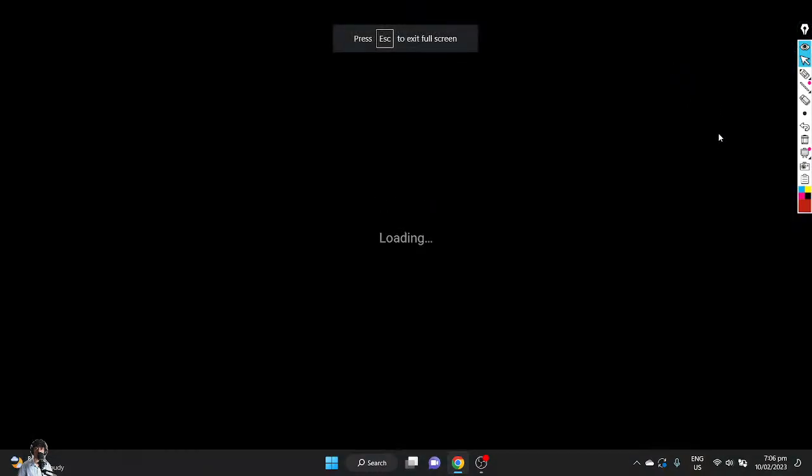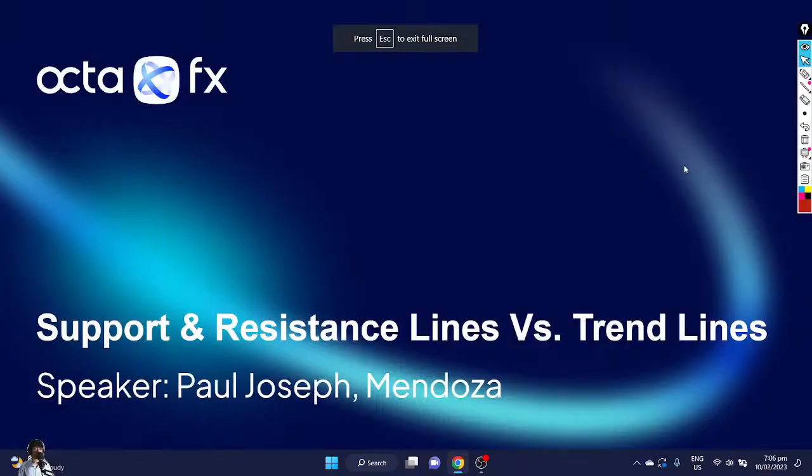So again, what we are going to talk about is support and resistance lines as well as trend lines. I know that we already tackled these topics before, but what we are going to talk about today is how to incorporate this strategy with the previous lessons that we have, which are the Fibonacci retracement and extension, as well as the Andrews pitchfork.